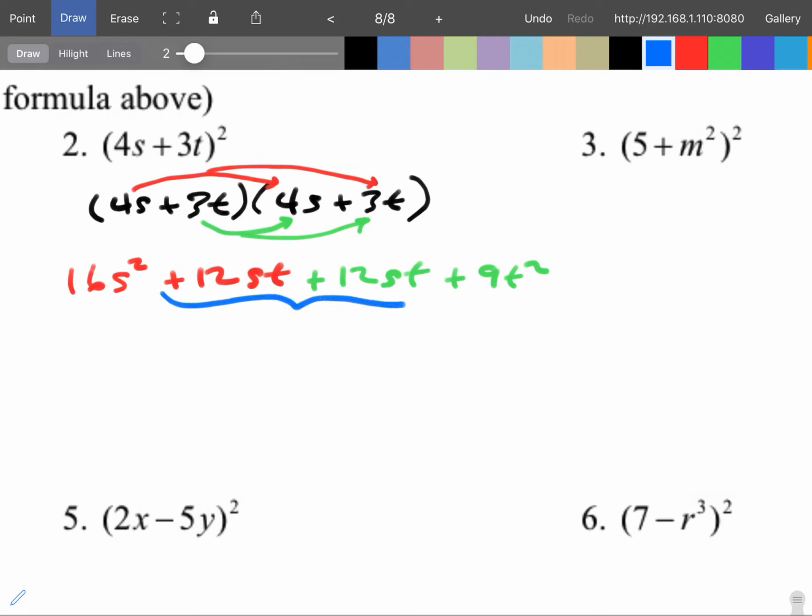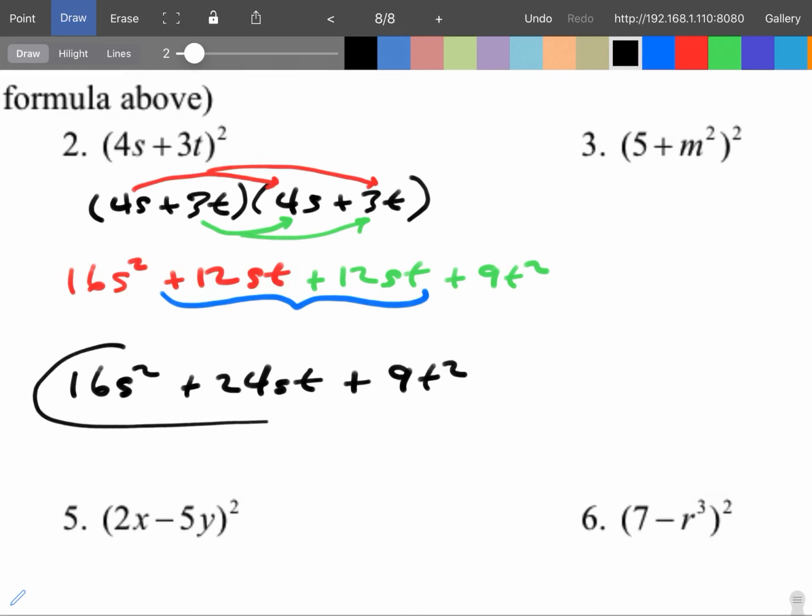And then you can see that you do have like terms here in the middle. So the final answer on this one, you got 16s squared. Now what's 12 sts plus 12 more sts? 24. Good, Robert. Yeah, that's 24 of them. So you got a positive 24st, and then you bring down the plus 9t squared. And that's it. There are no other like terms, so that's as far as you can go.